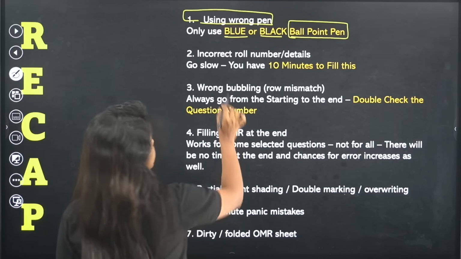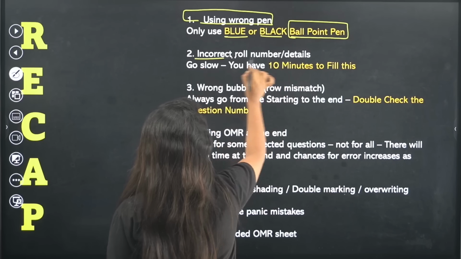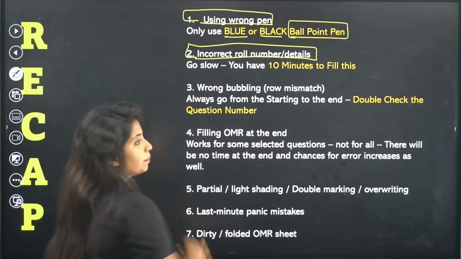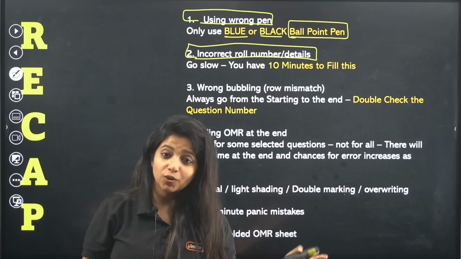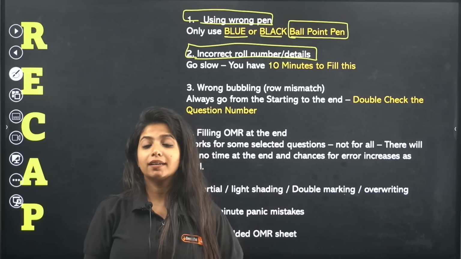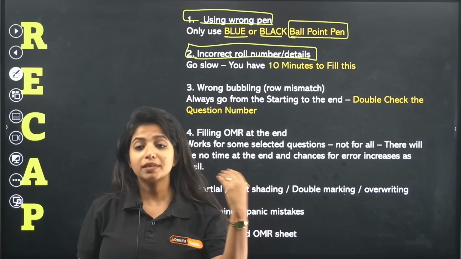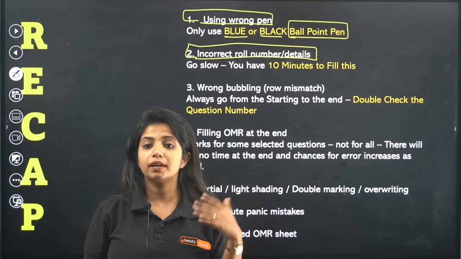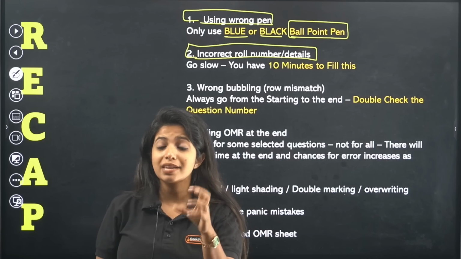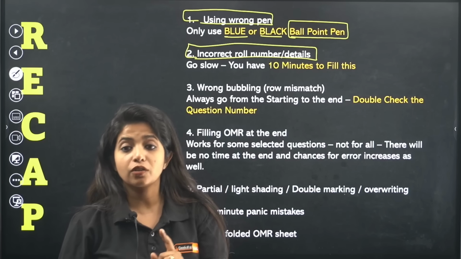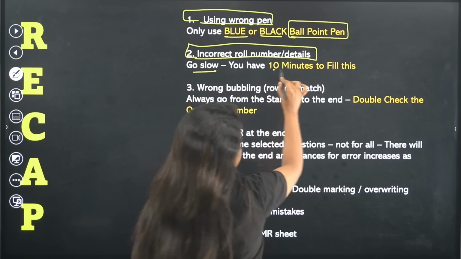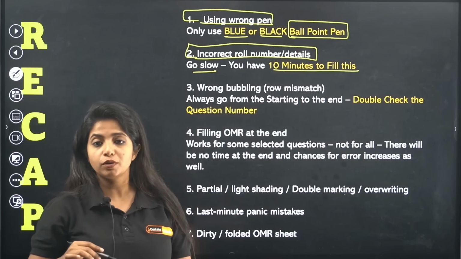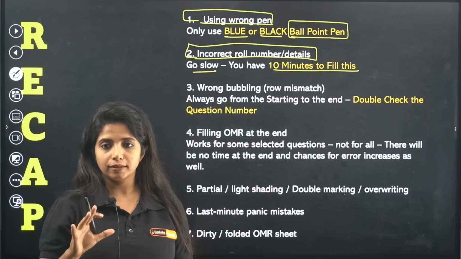Second thing, incorrect roll number and details. If at all you are doing this, what is going to happen? Basically, your whole paper is not going to be considered at all. So make sure, even if you're giving all the correct answers, if at all you make mistakes while filling in the roll number and details, your most important unique details, it is going to be a big trouble. So the first 10 minutes, you have to go slow. You have got 10 minutes to fill all this important crucial information. Take those 10 minutes to do that.